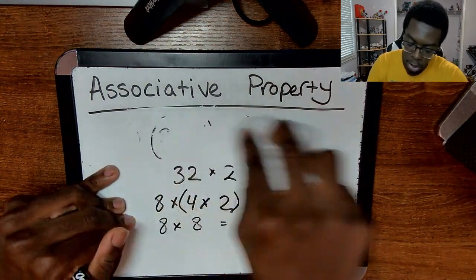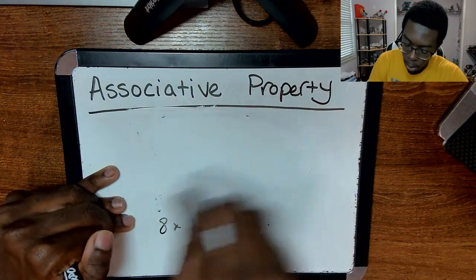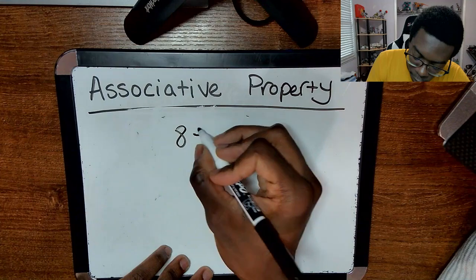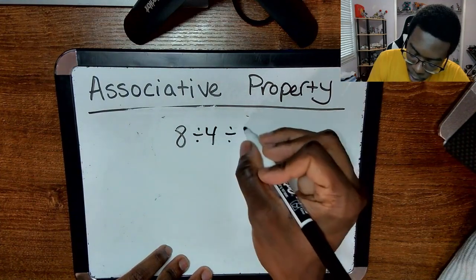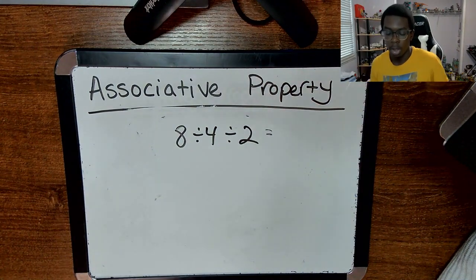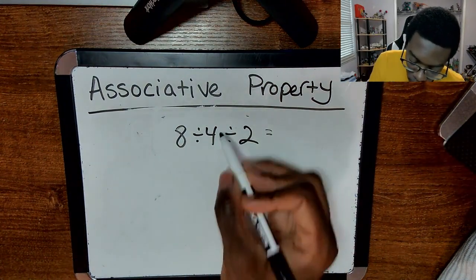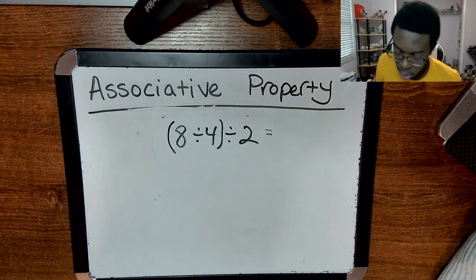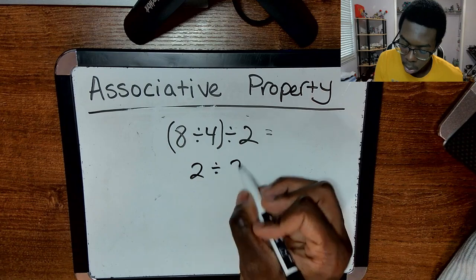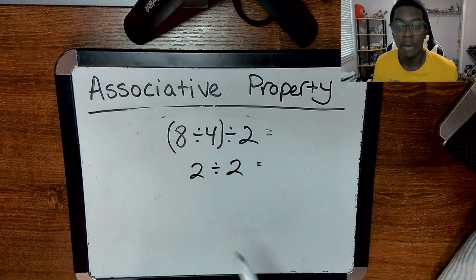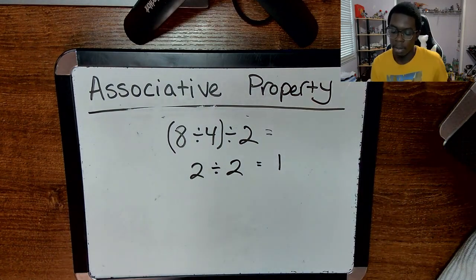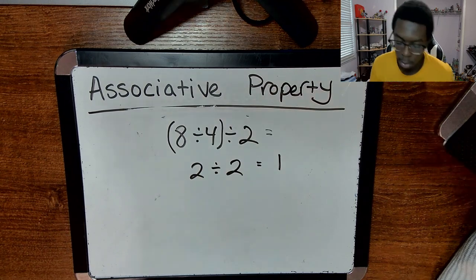Now let's look at division as our last operation. 8 divided by 4 divided by 2. So we can do this from left to right first. So I'm going to draw my parentheses. 8 divided by 4 is 2. 2 divided by 2 is 1. So we get here that 8 divided by 4 divided by 2 is 1.